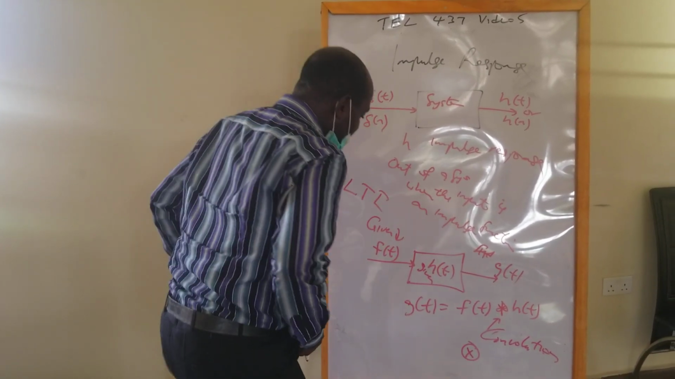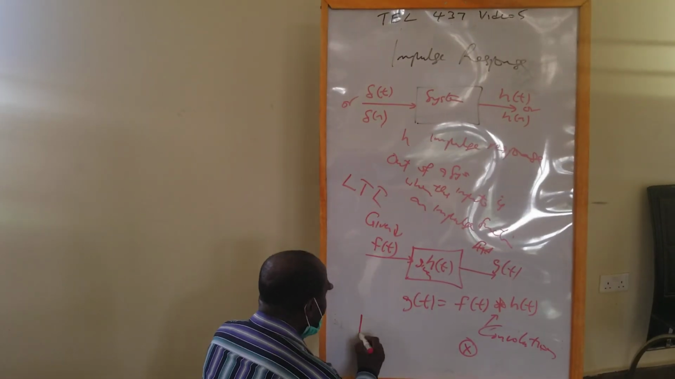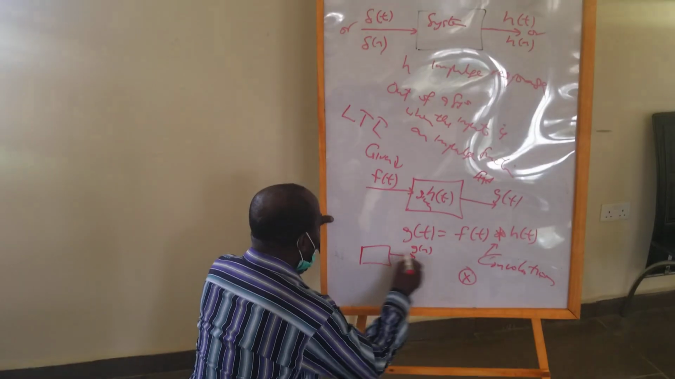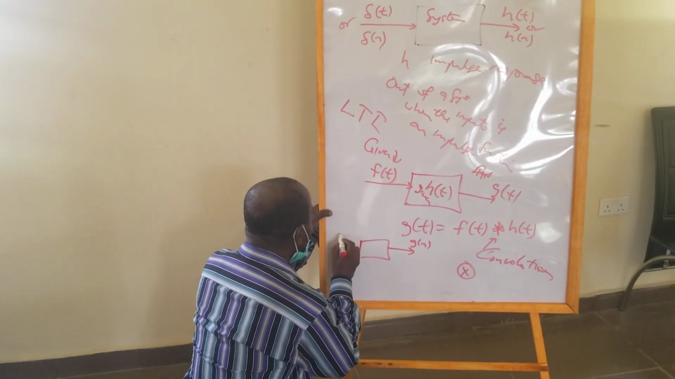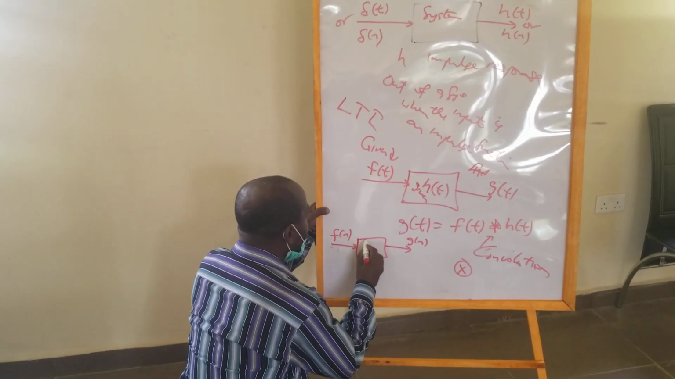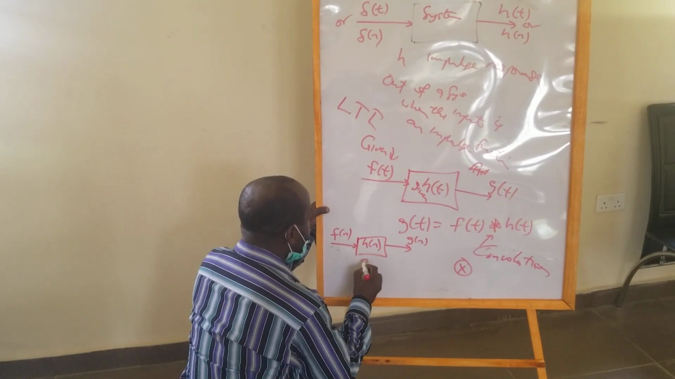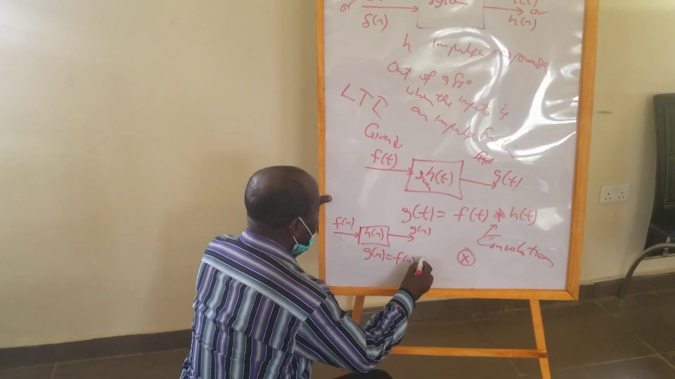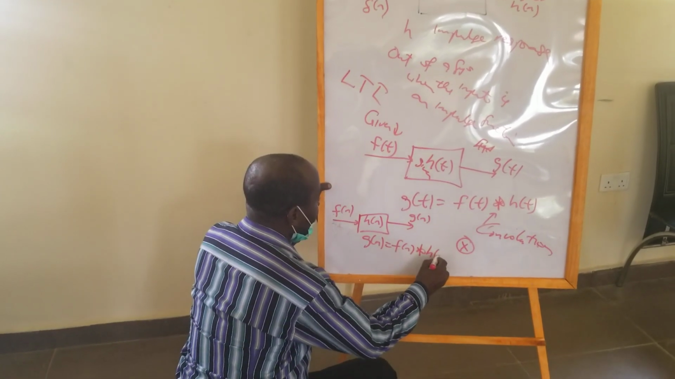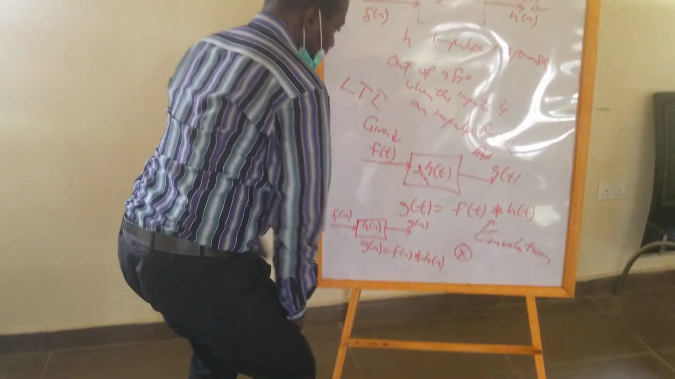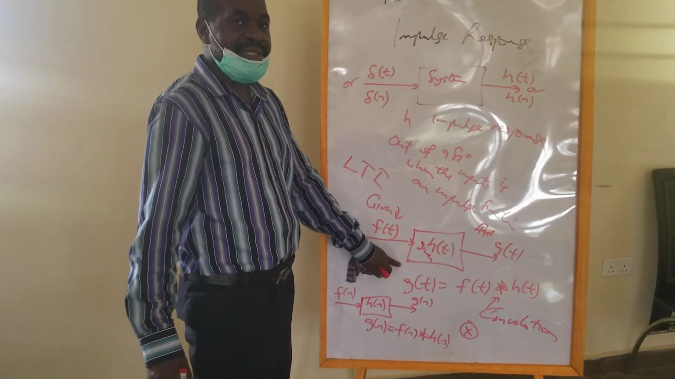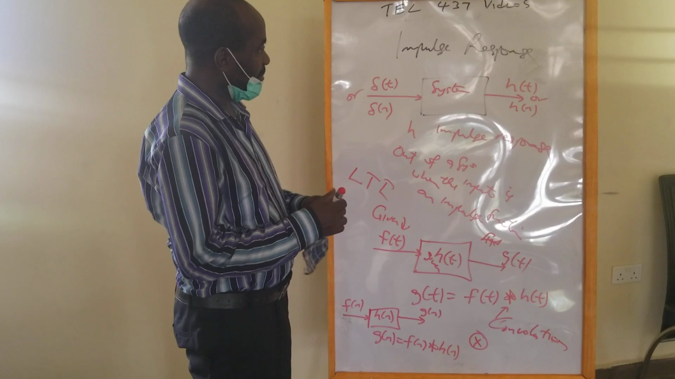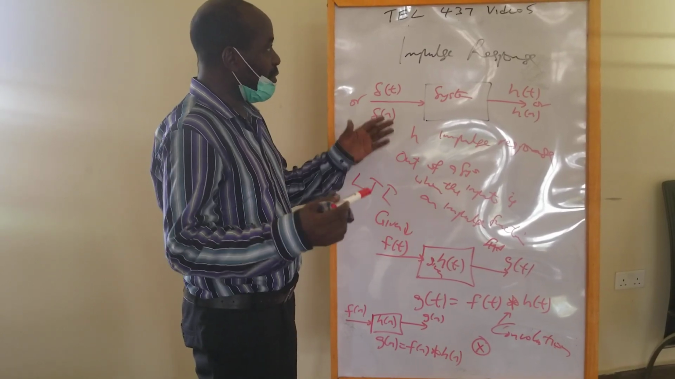It can be a discrete time system too. This will be g(n), this will be f(n), and this will be h(n). We say that g(n) equals f(n) asterisk h(n). So this is for continuous time system, this is for discrete time system. So let us stop here.